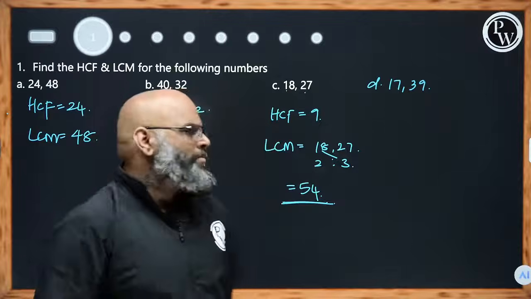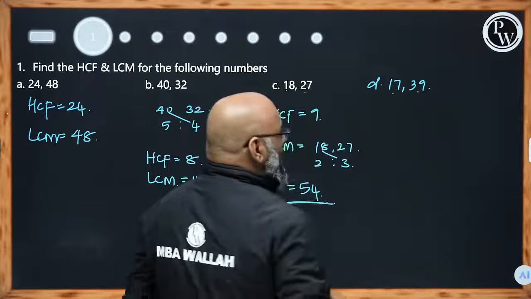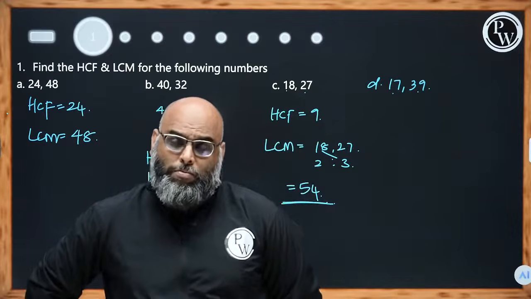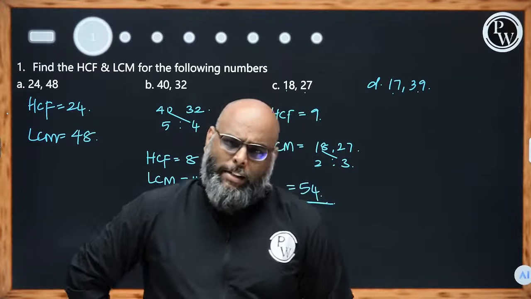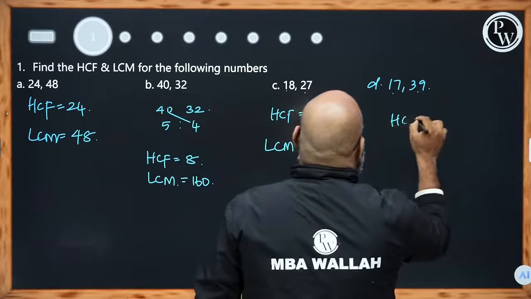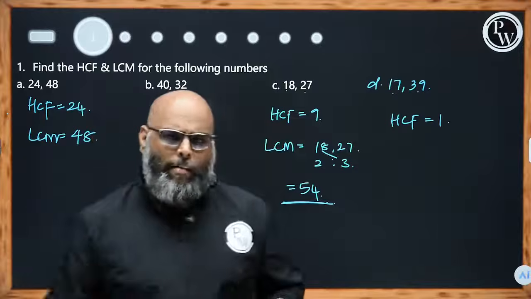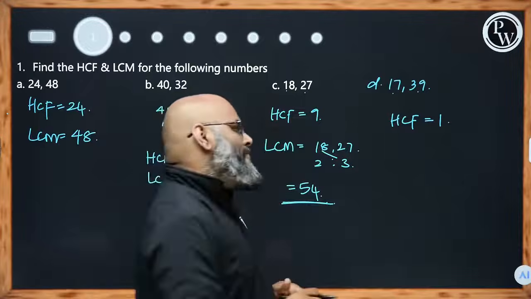Nothing tricky here. You look at the last one, 17 and 39. I notice that both of them are primes, which means they don't have any factors except one. So what will be the HCF? Straight away, HCF is equal to 1. They don't have any factors in common. HCF is 1. What will be the LCM?